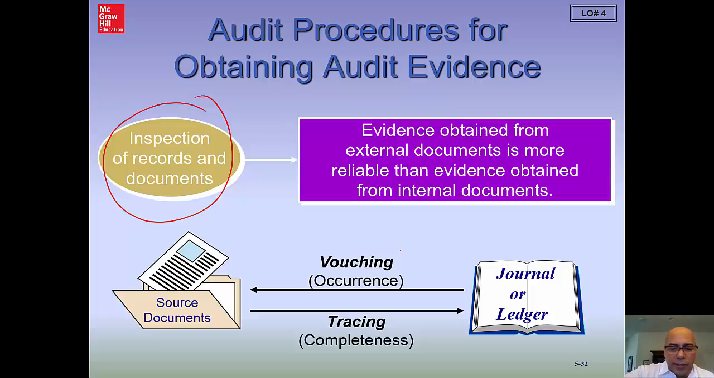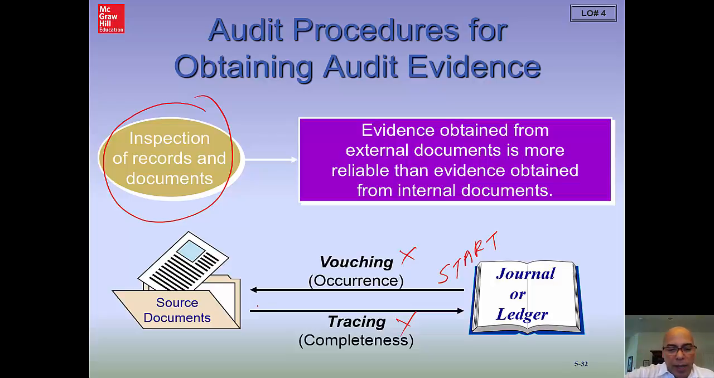And again, I don't like just remembering a word. If we are trying to test the existence or occurrence assertion, we start at the accounting records, and then we do what? We go back and find the documentation, or it doesn't even have to be a document. It could be the actual physical asset, right? Start from the accounting records, go find the asset. That's auditor's direct personal knowledge, where we're going to be inspecting that property as we perform our audit procedure, which is inspection, which falls in the category of auditor's direct personal knowledge, right?